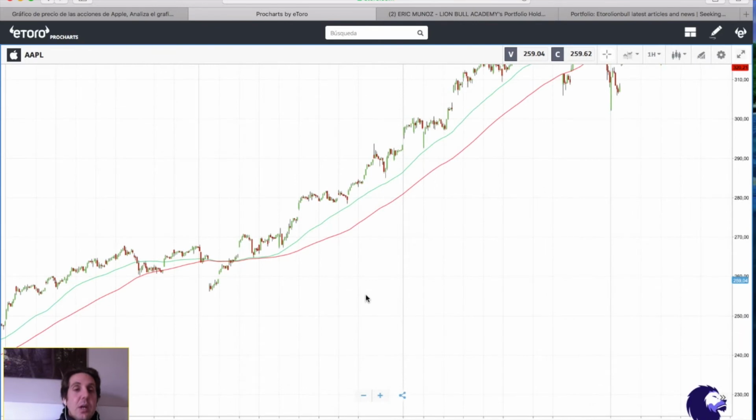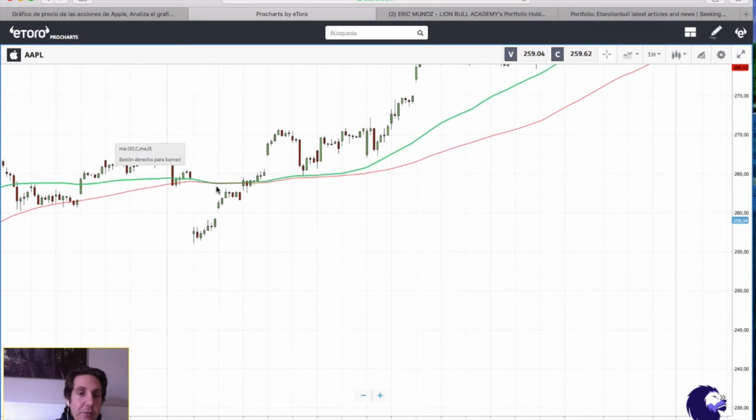Okay, what do we do now? When the price breaks above the two moving averages, and the red has to be below the green one, it means the green has to be up and the red below. Then we enter. The best way to enter is when the price, just like you see here, crosses the two moving averages. Let's try to zoom in a little bit.